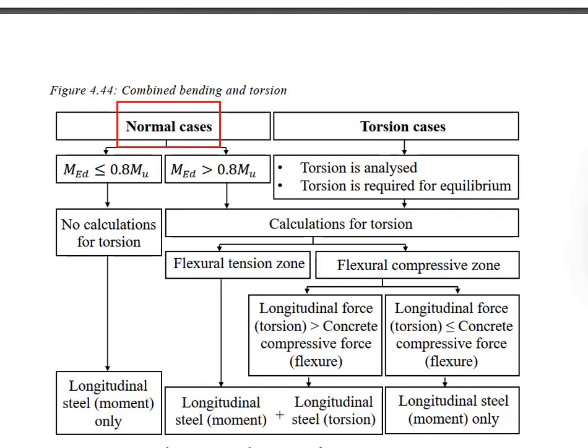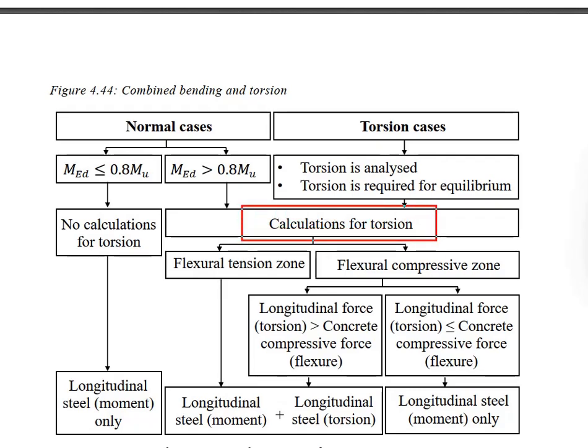If you are talking about the normal cases and the moment capacity is used at less than 80%, no calculations for the torsion shall be required, and you can simply use the longitudinal reinforcement bar that is meant for bending moment without any reinforcement for the torsional resistance. However, if the bending moment acting onto the member exceeds 80%, or if the torsion needs to be considered, then the calculations for the torsion will be necessary.